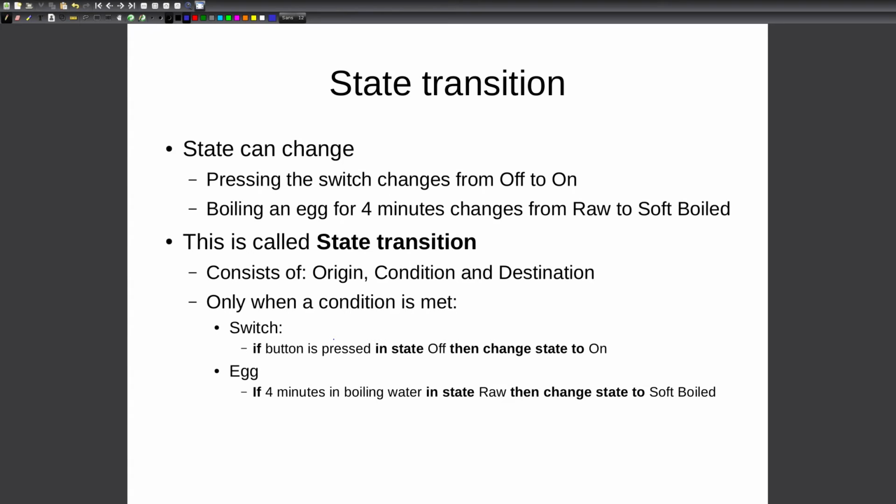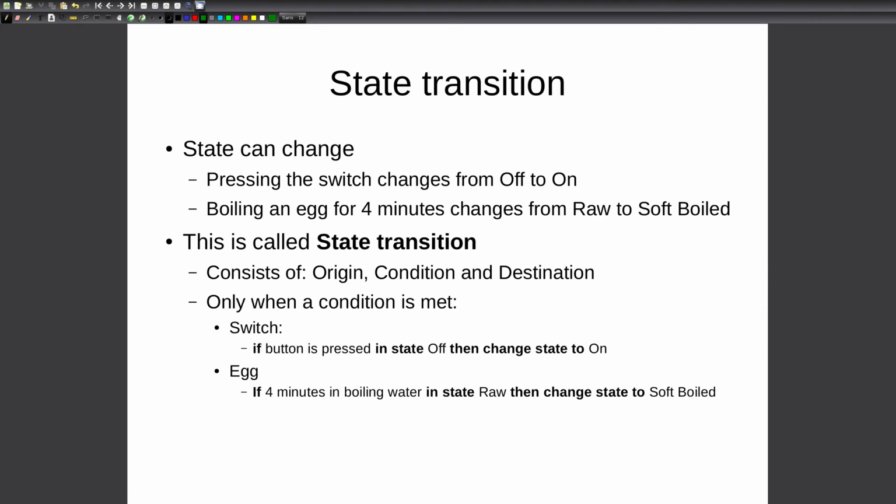Now, the state can change, right? When you press the switch, it changes from off to on, or if you boil the egg for 4 minutes, it changes from raw to soft boiled. This is called a state transition. State transition consists of an origin state, a condition, and a destination state, right? So the system takes this transition only when the condition is met. So for example, for the switch, the condition here is if the button is pressed, then change state to on.